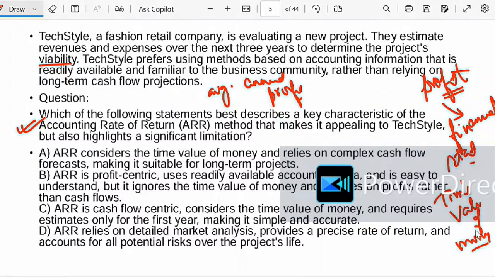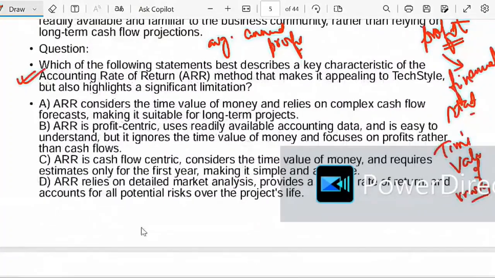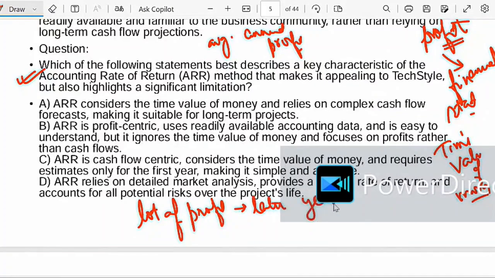So let me give you one example. Suppose a project generates a lot of profit in the latter year. The ARR method treats it the same as profit generated in the first year. That is the demerit of this ARR. It does not take time value of money into consideration. Time value of money is very crucial, because money received sooner is more valuable than the same amount that you receive later, right?